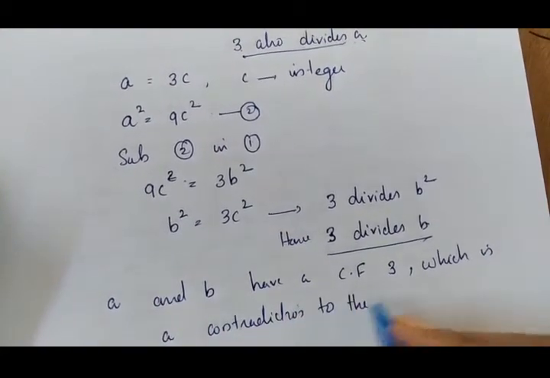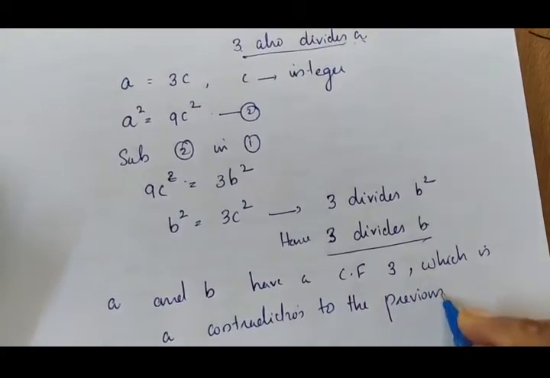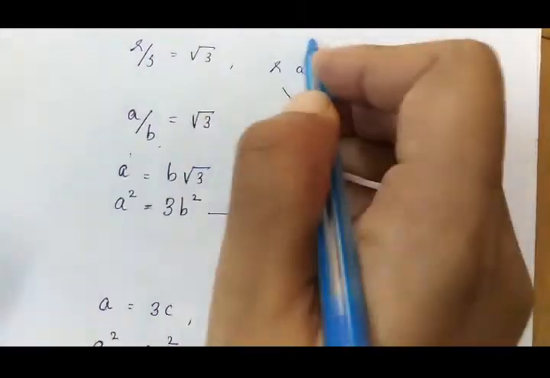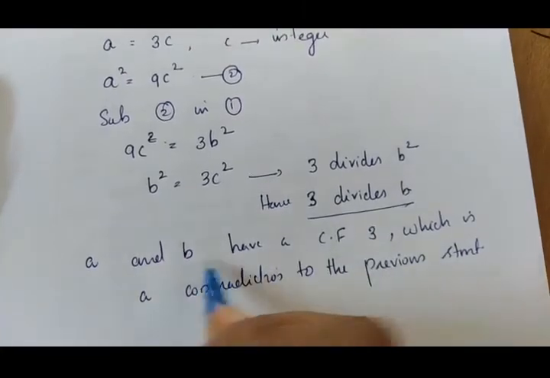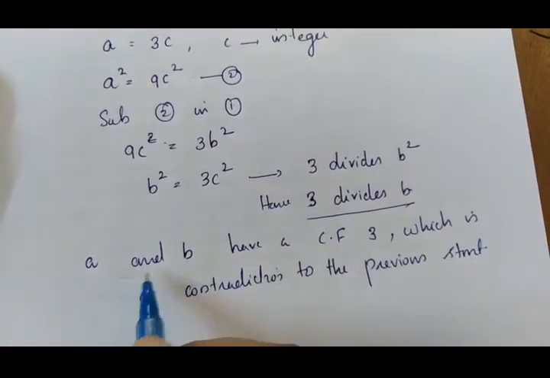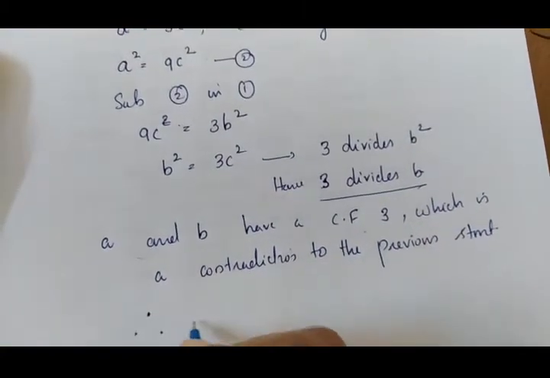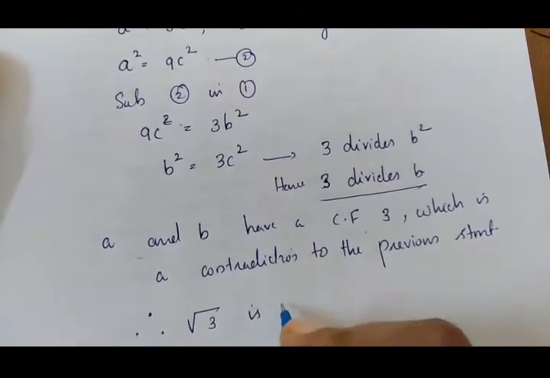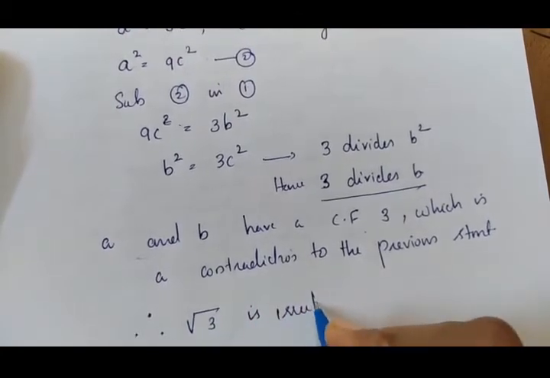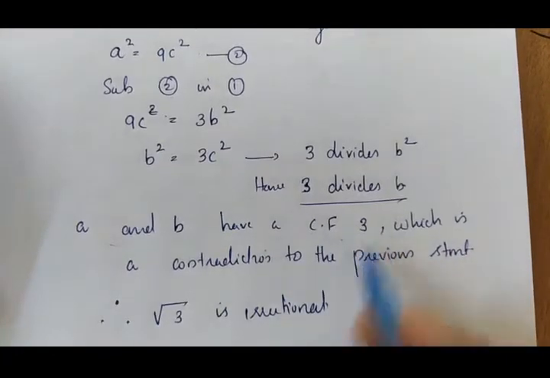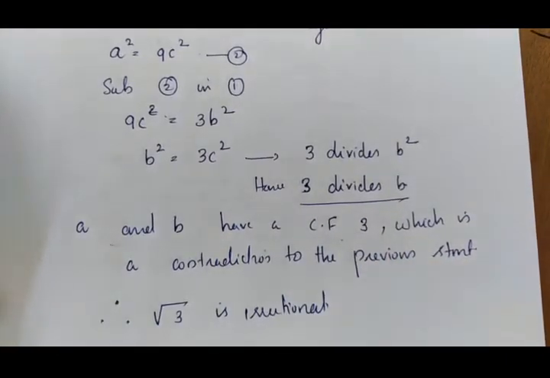to the previous statement. It is a contradiction to the previous statement, which was that a and b are co-primes and root 3 is rational. So this is false, because a and b have a common factor 3. Hence we can say that root 3 is irrational. We proved that root 3 is not a rational number because a and b have common factor 3. Hence root 3 is irrational.